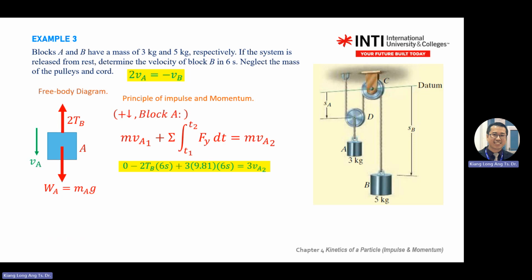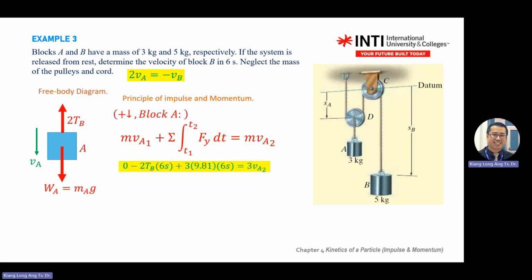You write the principle of impulse and momentum. You write for block A. Block A velocity goes down positive. W points down, going up is 2 TB. You write down positive: mVA1 plus sum of F dt equals mVA2. So in this case, there's only either going up or going down, so you don't need to give X and Y. In this case, down is positive.